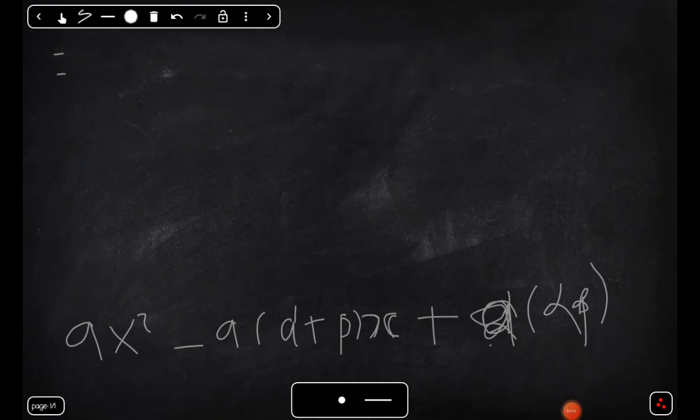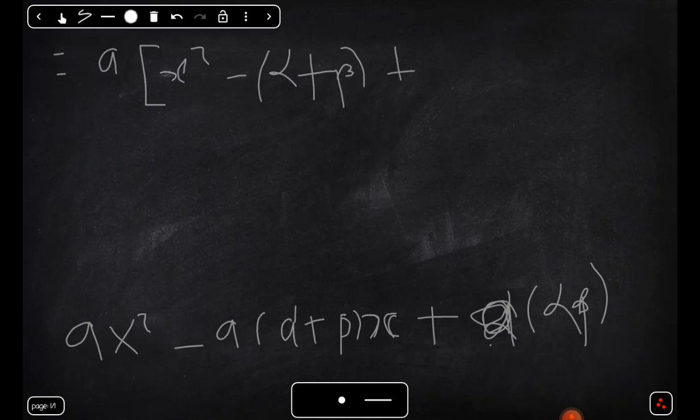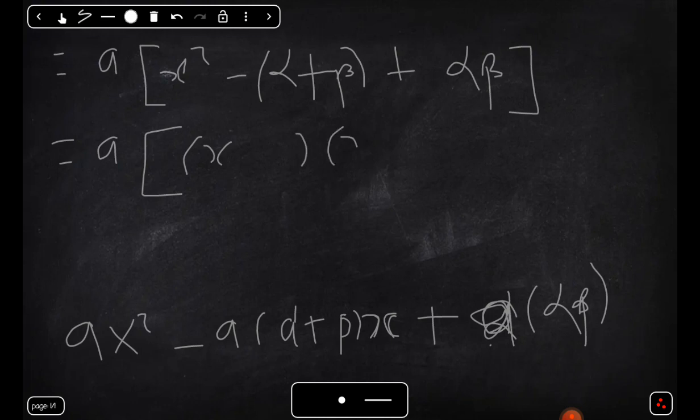So we now have this equal to a into a bracket of x squared minus alpha plus beta, x, plus alpha beta. If a is out of this one, we have negative alpha plus beta, and if a is out here, we have only alpha beta. Next, inside this bracket, we factor what is inside. If we factor it, we obtain two brackets: x minus beta and x minus alpha, so that when we expand the brackets, we obtain this back.